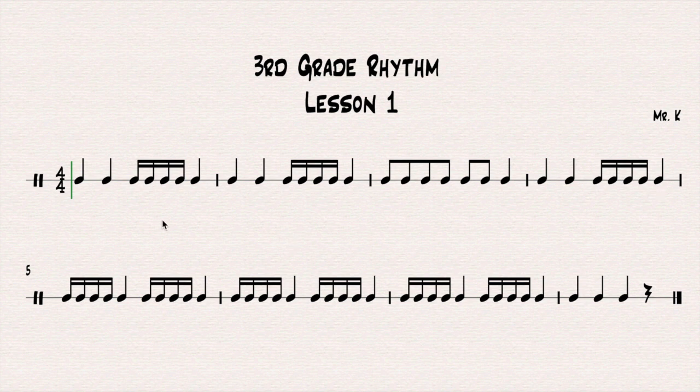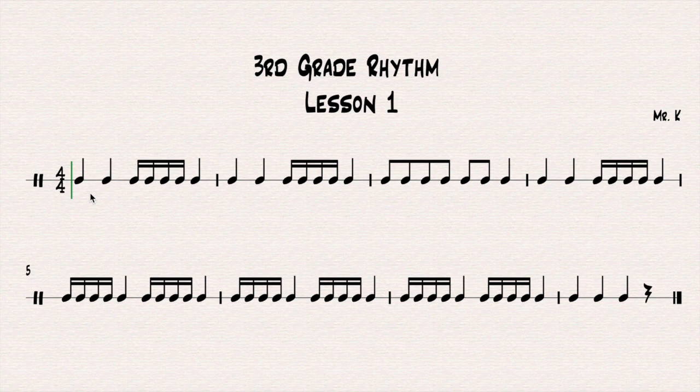Ready? Count. 1, 2, 3 E and a 4. 1, 2, 3 E and a 4. 1 and 2 and 3 and 4. 1, 2, 3 E and a 4. Nice job. Now it's okay if you made a few mistakes because it's been a little while. So let's practice this one more time before we tackle the second half of the song.